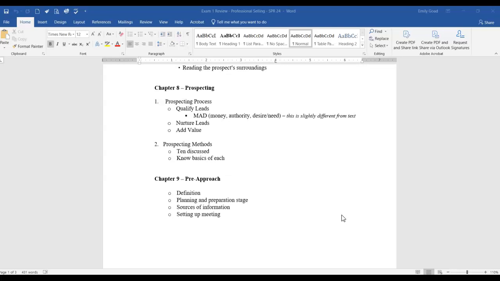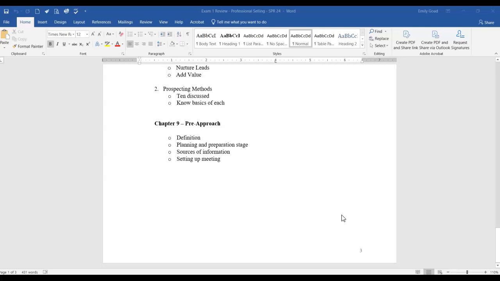And then the big things to know from pre-approach are, what is it? What's happening? I personally term it the planning and preparation stage. Where do you get information, and why do you want to set up a meeting? Why is it important to set up a meeting?